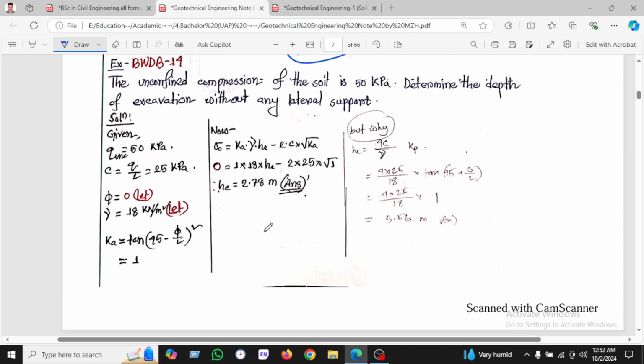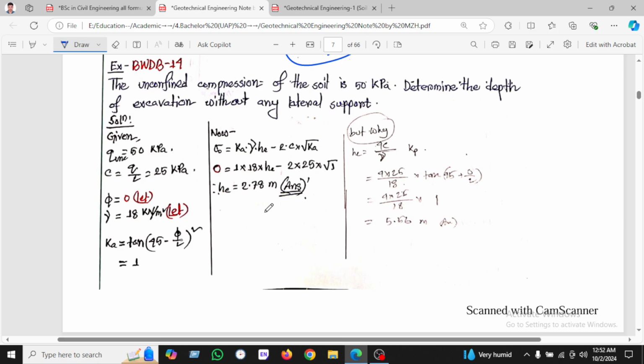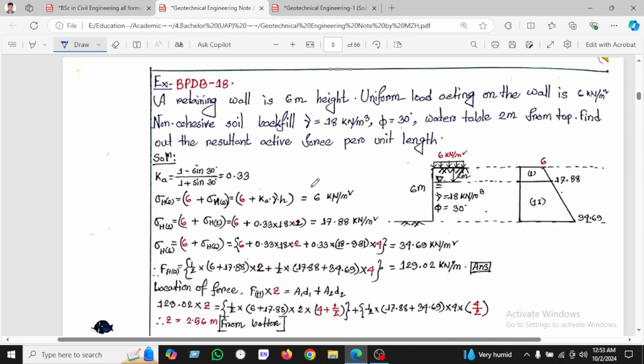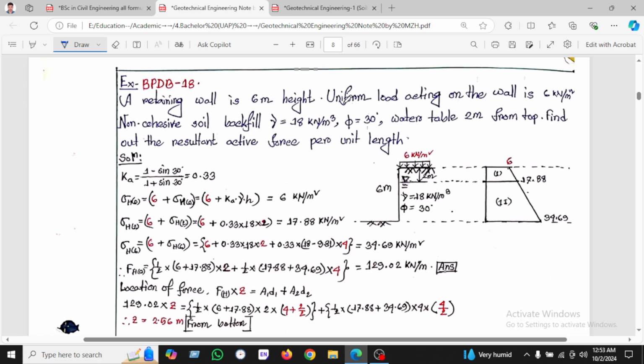Okay, let's see another example given here. The confined cushion soil is determined the depth of the excavation without support. You can see here, you can see another question is found here. The retaining wall height is active, the wall is non-cohesive soil given here, and find the top out the resultant force of the parameter.